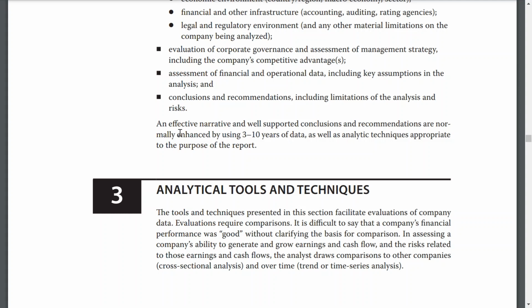Analytical tools and techniques. The tools and techniques presented in this section facilitate an evaluation of company data. Evaluation requires comparisons. It is difficult to say that a company's financial performance was good without clarifying the basis for comparison. In assessing a company's ability to generate and grow earnings and cash flow, and the risk related to these earnings and cash flows, the analyst draws comparisons to other companies, cross-sectional analysis, and over time, trend or time series analysis.